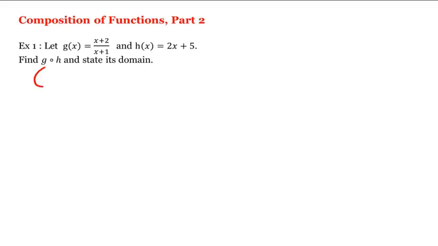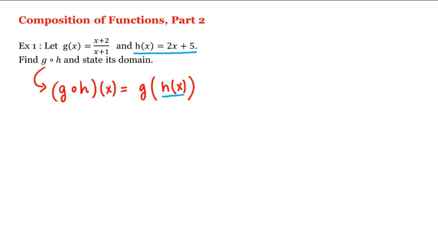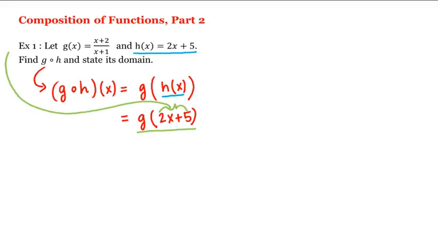Now this composition is defined as follows. G composed with h of x is equal to g of h of x. But h of x is 2x + 5. Therefore, this is equal to g of 2x + 5. And what is g of any input? Well, we take this input and we plug it in wherever we see an x here.